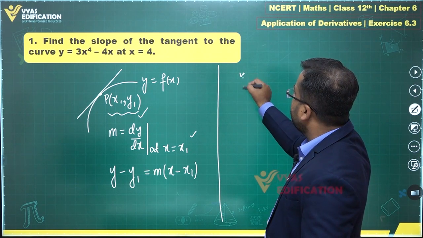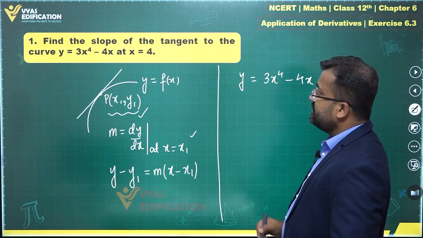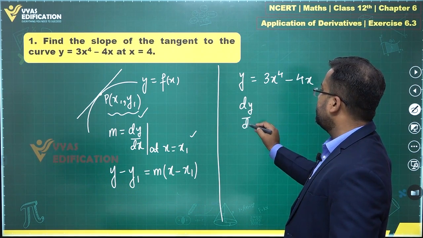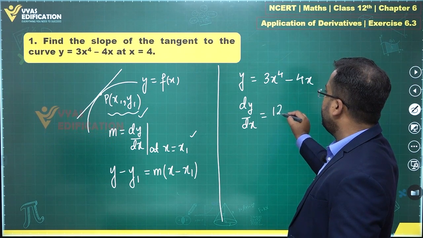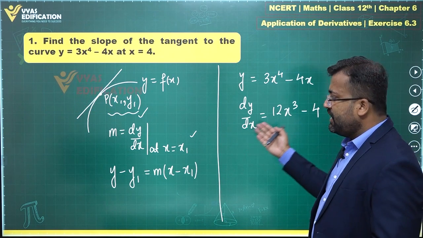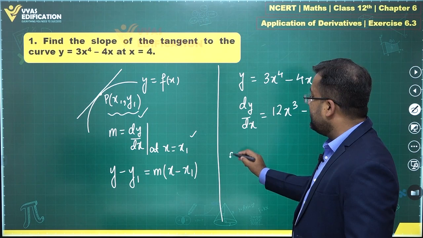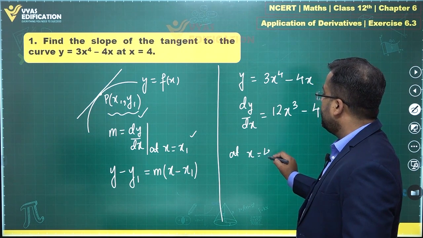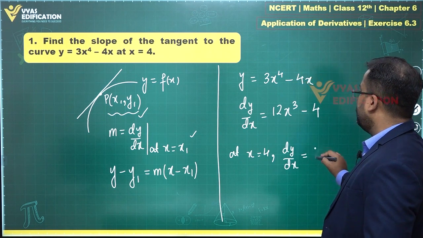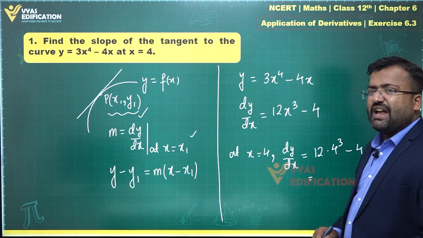So slope is pretty simple. y is equal to 3x^4 minus 4x. Slope is dy by dx, so we'll find dy by dx. What is that? This is 12x^3 minus 4. Now this is in general slope. For different values of x you will get different slopes, but the person says at x equals 4 you are interested in the slope. This is dy by dx is equal to 12 times 4^3 minus 4. What is that equal to?